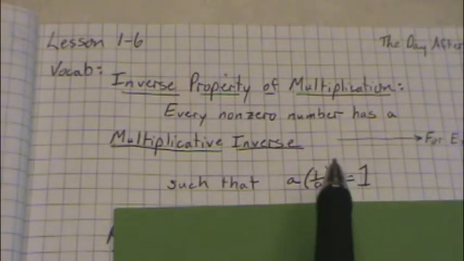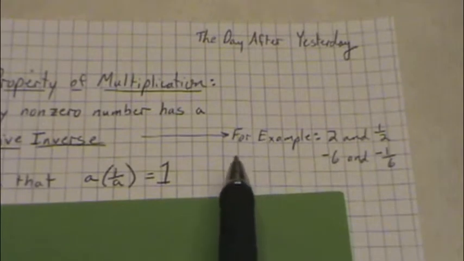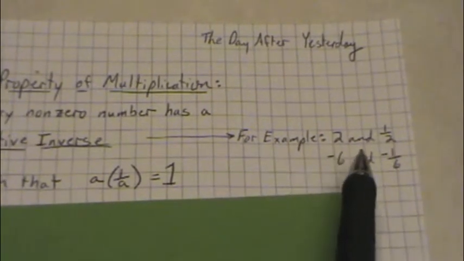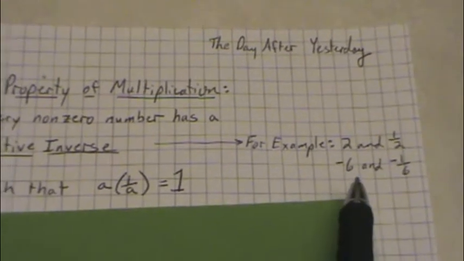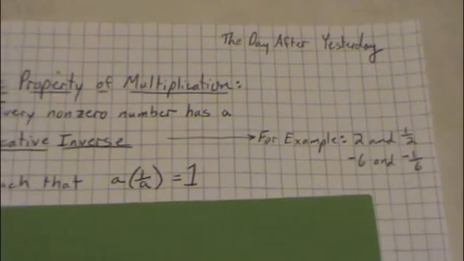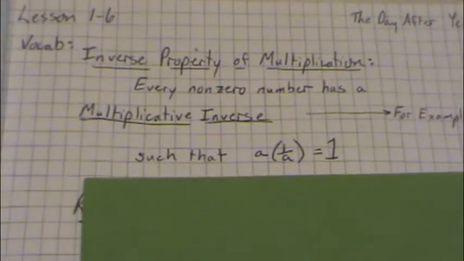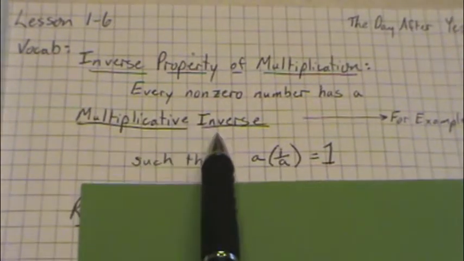Now that I've said that, you can probably figure out what a multiplicative inverse is. For example, 2 and 1/2 are multiplicative inverses. Also, -6 and -1 over 6 are multiplicative inverses. So you've got two vocabulary things: inverse property of multiplication, multiplicative inverse.